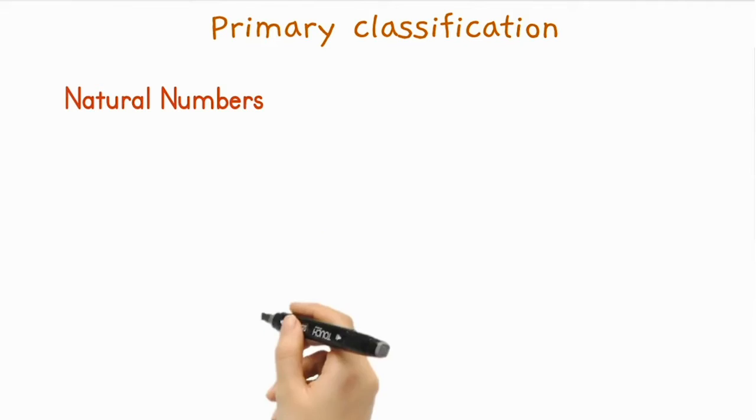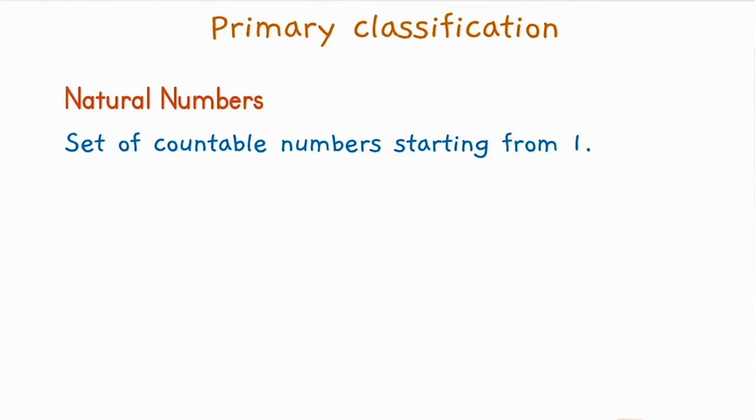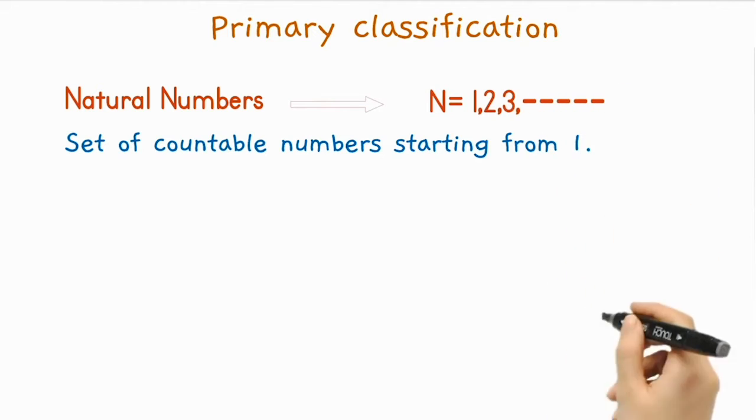Let us have a quick look at the primary classification of numbers. First, natural numbers. This is a set of countable numbers starting from 1. That is 1, 2, 3, 4, 5, 6, so on up to infinity. Natural numbers are identified with letter N.